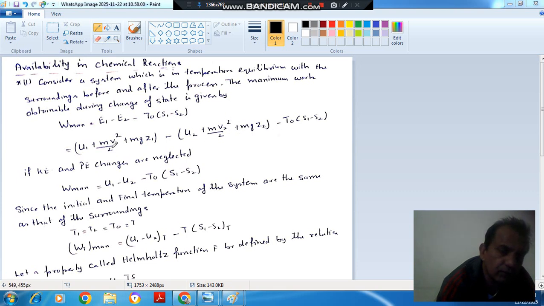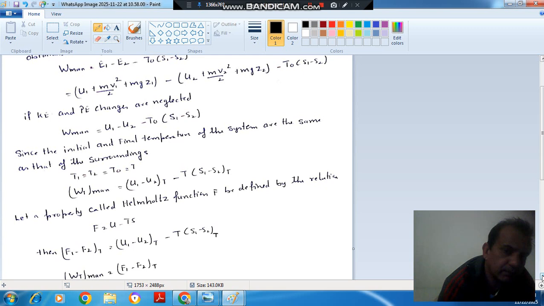Okay, so now if we neglect the changes in KE and PE, then it will be U1 minus U2 minus T naught bracket S1 minus S2 within bracket. Okay, so that is the W max. Now if we assume the same temperature before and after the process, that is equal to surrounding temperature, so this is your T, then this expression can be written for constant temperature as W max is equal to U1 minus U2 at constant temperature minus T times S1 minus S2 at constant temperature.